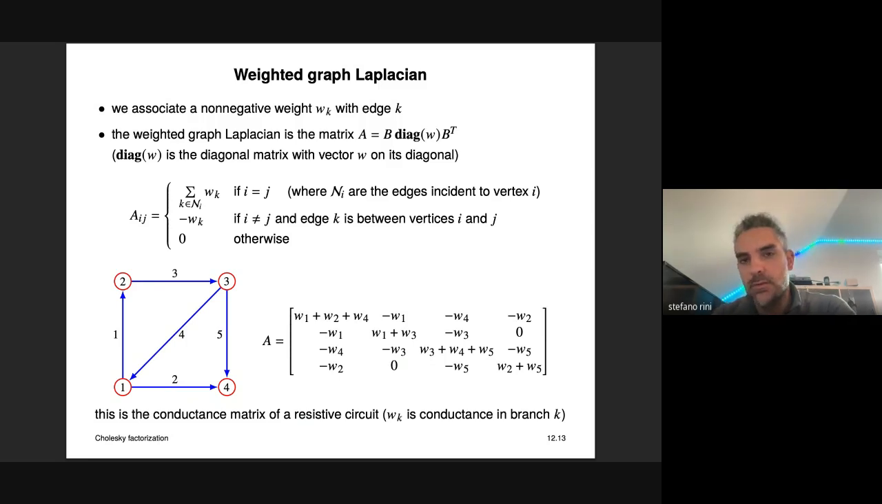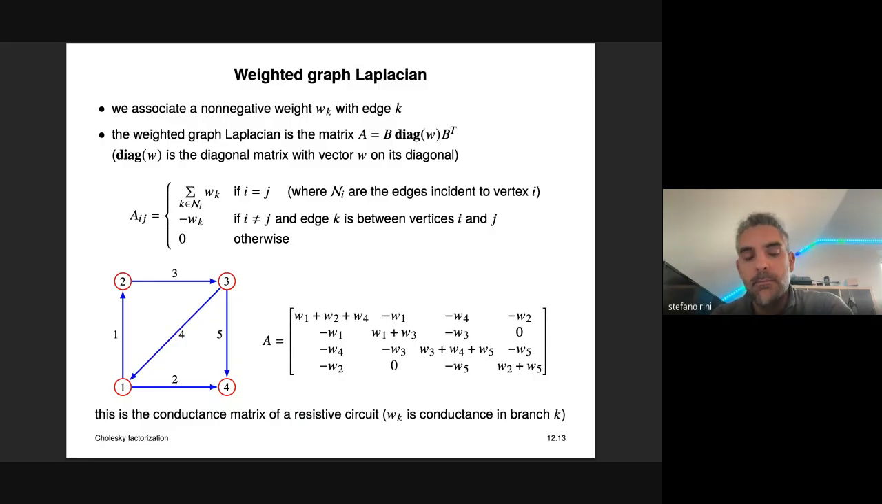This corresponds to a more general version of the graph, where you go beyond connectivity and also put some weights on the edges, so you can express the influence of a neighboring node over a certain node. So then the weighted graph Laplacian is the matrix A, which is B diag(omega) B transpose, where diag(omega) is the diagonal matrix with the vector omega on its diagonal.